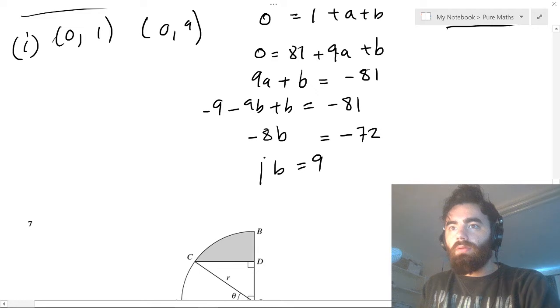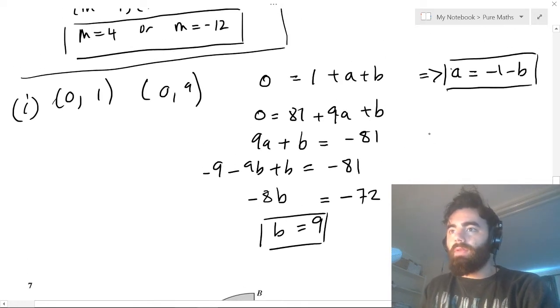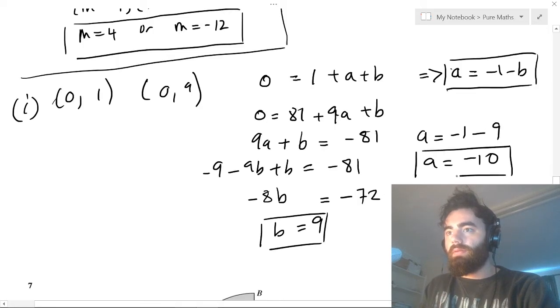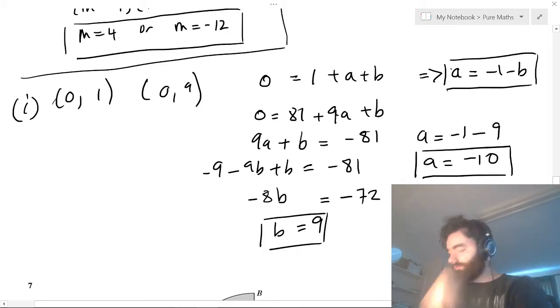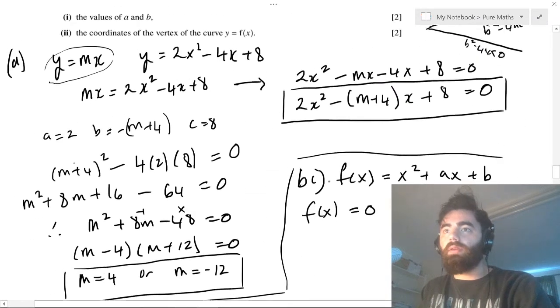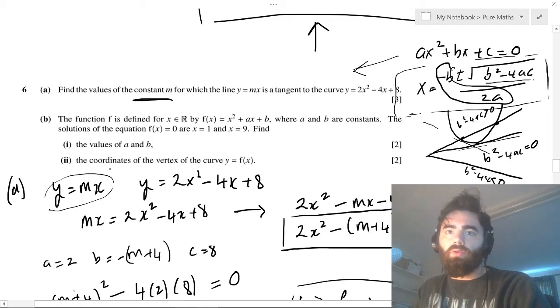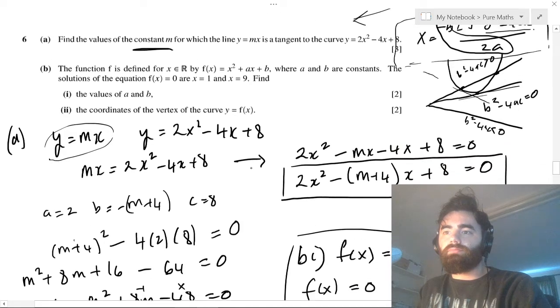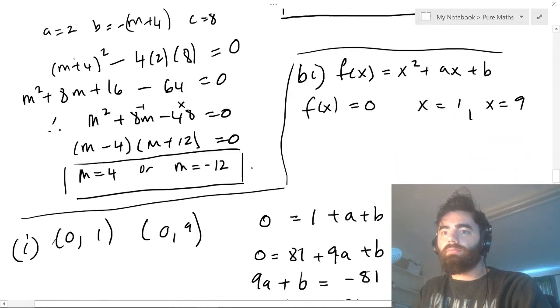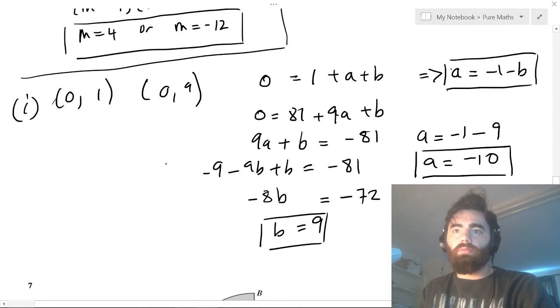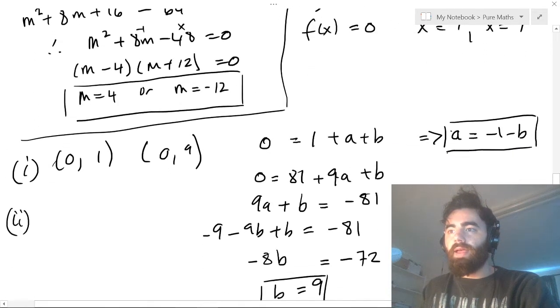Okay. And then our a will equal minus 1 minus 9. So a equals minus 10. Yeah. So that's our a and b. And then the coordinates of the vertex of the curve y equals f of x. Okay, so what we have, let's just do this here. We just substitute these in, a and b.